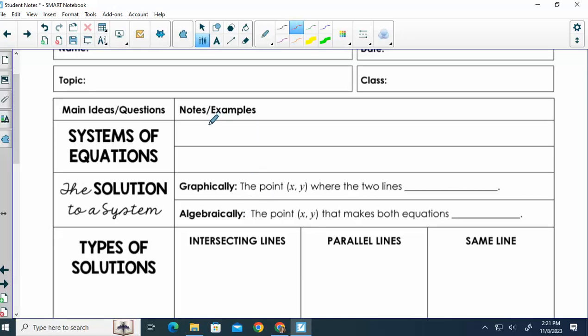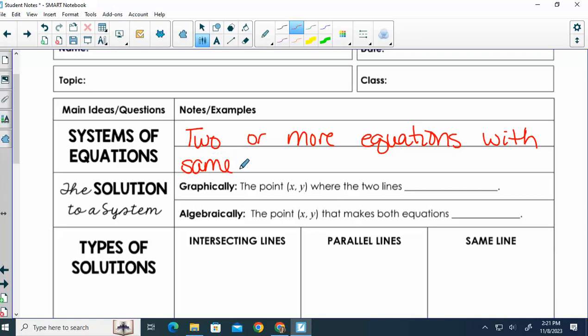So, systems of equations. We have looked at equations before. We have looked at inequalities before. A system is basically two or more equations with the same variables. So in a system, we are putting multiple equations together, but they will have the same variables in them. So they will have x's and y's. We're not going to have an equation with an x and y and the next equation have an a and b in it. Just one set of variables that we're looking at.